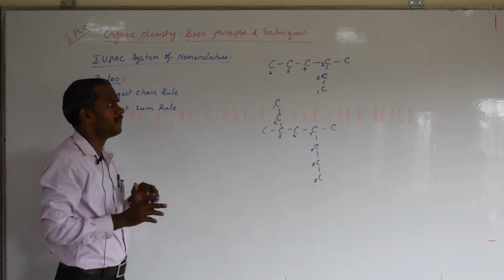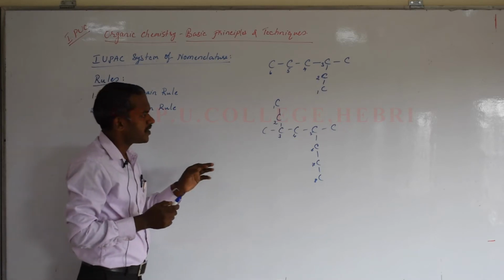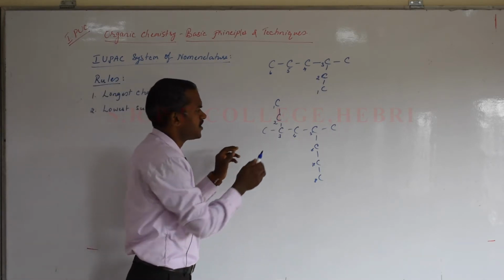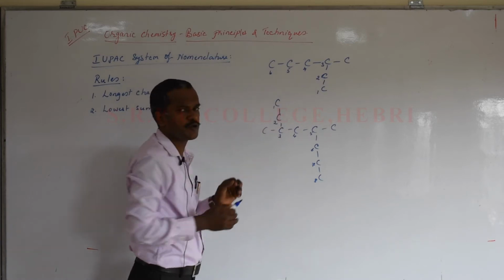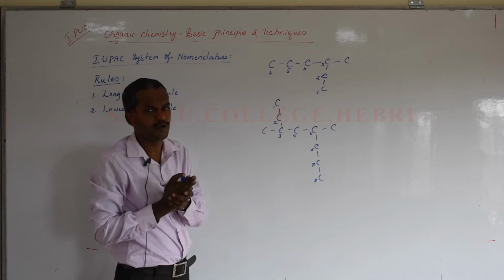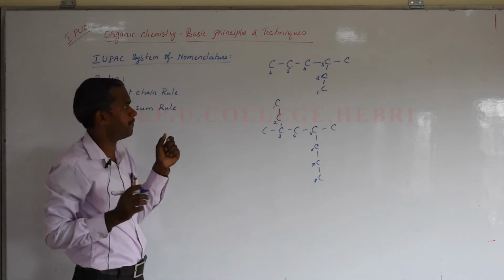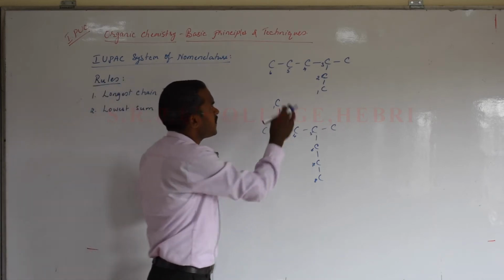Okay, now we will ask, what is this lowest sum rule? Simple. In this case, generally the longest chain rule you understood. We'll go ahead with one more simple example, how the lowest sum rule is applicable. As the name itself says, what do you mean by lowest sum? So let me take up the first example.